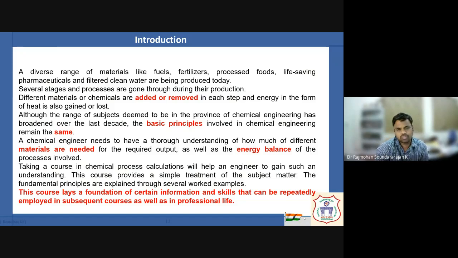So this course provides a simple, elementary, basic treatment of the subject matter, and the fundamental principles are explained through several worked examples. It's actually a numerical course, so we should always use a calculator, pen, and paper, and start solving, right? It's not theory where you read the story, listen to the story, and clear the exam or know everything. So practice makes one perfect. This course needs your serious commitment.